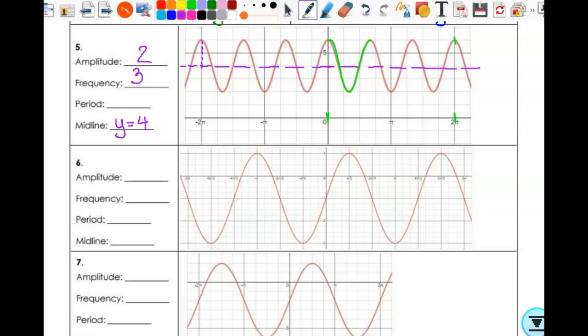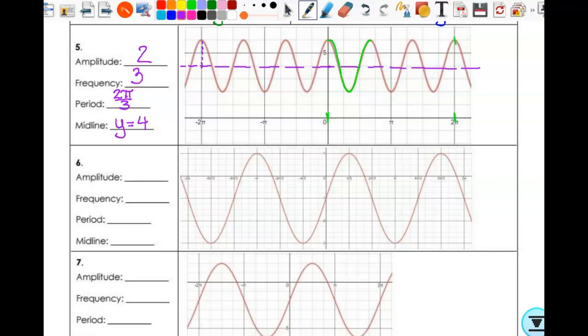Since my frequency is 3, what's the period? 2 pi divided by 3. Yeah, 2 pi thirds. Because that wasn't a fraction, so it was just easy to plop on there. Okay. What questions you got?